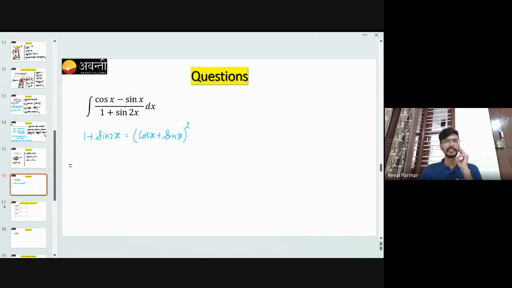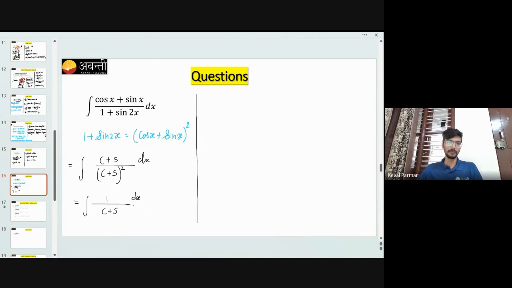I guess there's a mistake in the question. It should be plus here. So I will be getting integration of cos plus sine upon cos plus sine the whole square dx. One of them will get cancelled and I will get 1 upon cos plus sine. This is still not an integrable format. So what can we do here?